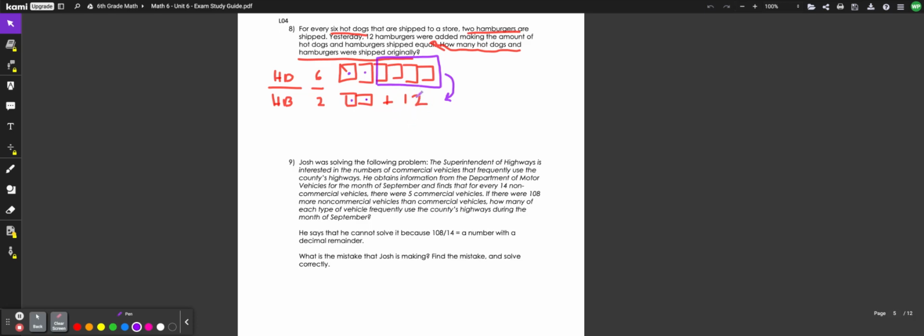So what does that mean? If I take this 12 and divide it by 4, that means each of these pieces of tape are equal to 3. So each part in the ratio is equal to 3. Once I know that every piece of tape represents 3, how many hot dogs and hamburgers were there originally? Originally, the ratio was 6 to 2. 6 times 3 is equal to 18. 2 times 3 is equal to 6. So originally there were 18 hot dogs and 6 hamburgers.